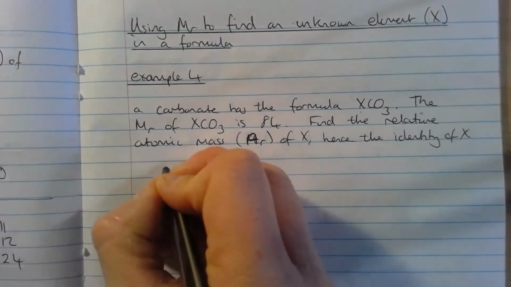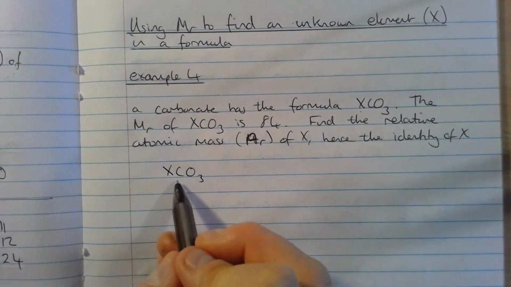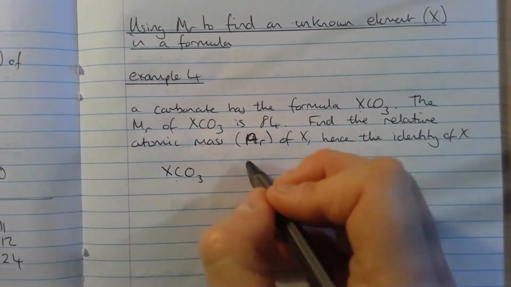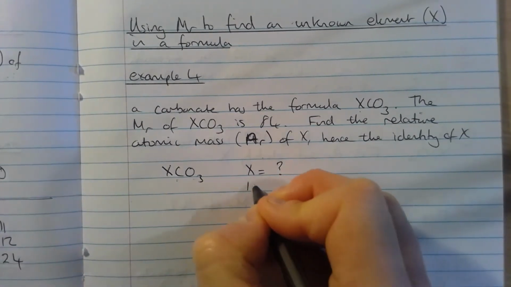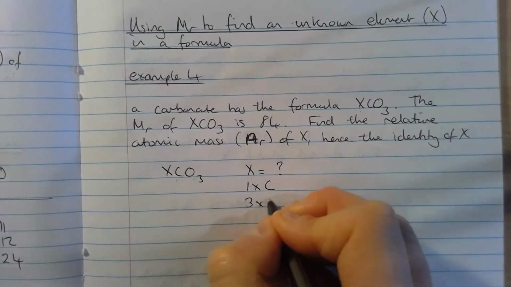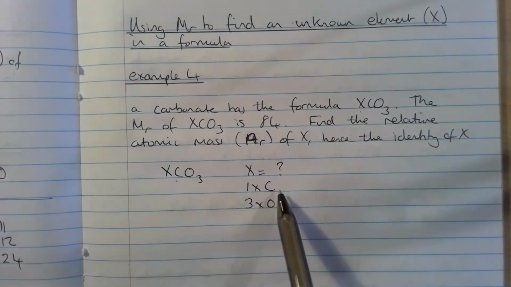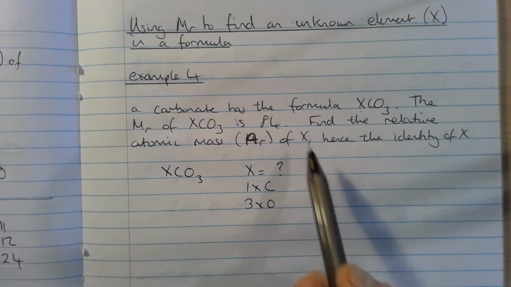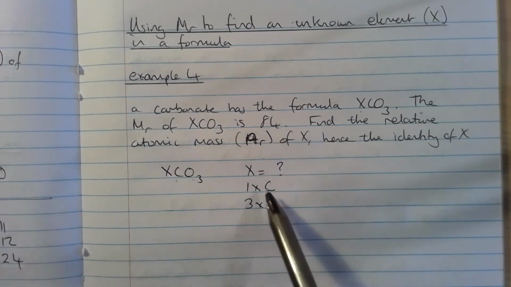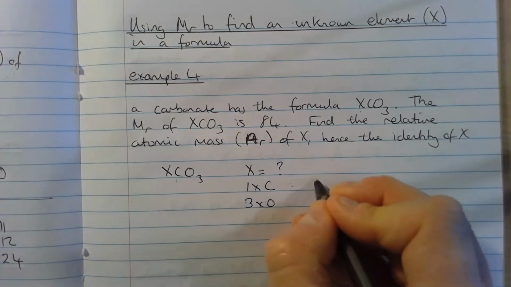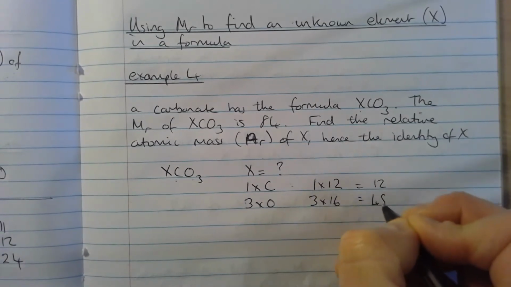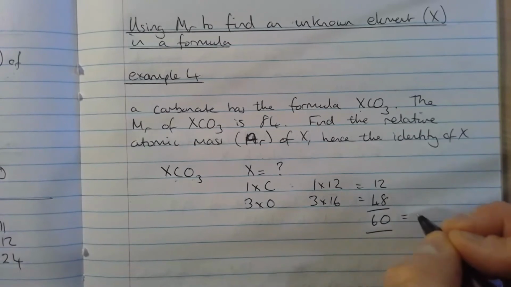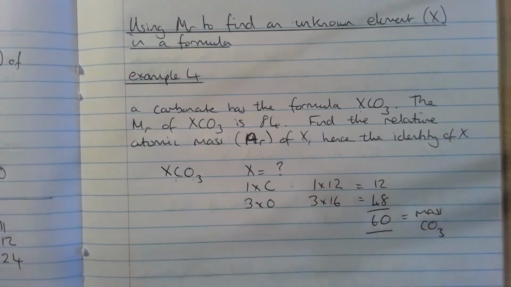So we need to start with what we know. We know that we've got carbon and oxygen in here, but X is unknown. So I'm going to put X as being our question mark, but then in this compound we've got 1 times carbon and 3 times oxygens. So we can work out the total mass contribution to the MR, to this 84, that's due to 1 carbon and 3 oxygens. So that's going to be 1 times 12 and 3 times 16 gives us 12 and 48, which means that the mass of the carbonate part of this formula is 60.